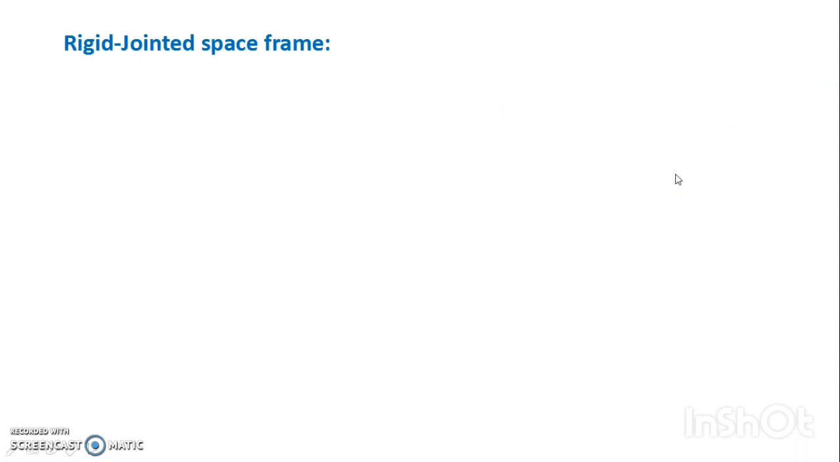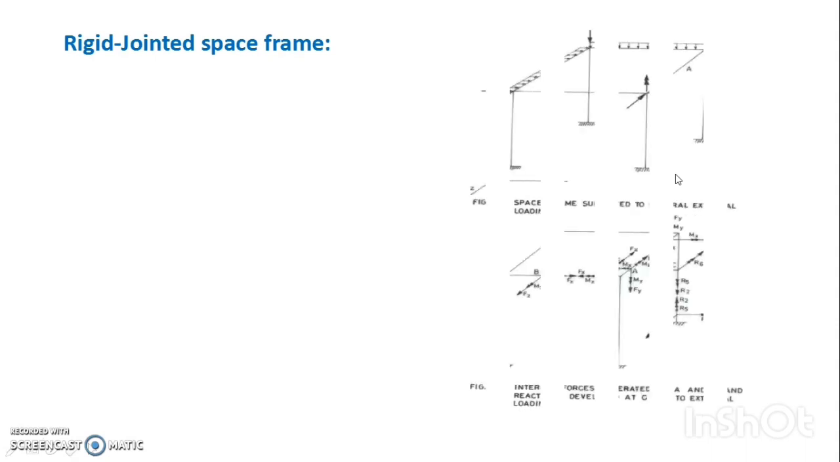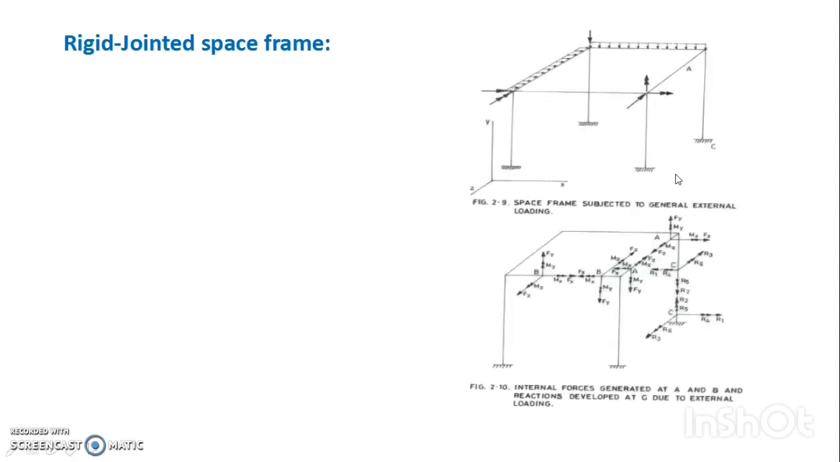Next structure which we are going to discuss is the rigid jointed space frame. This is the illustrative diagram of a rigid jointed space frame. If we see a plane frame, we had only the X and Y plane, whereas in a space frame we will have X, Y and Z planes.